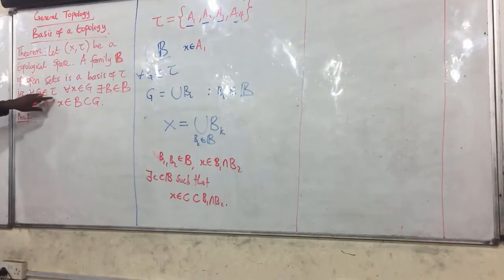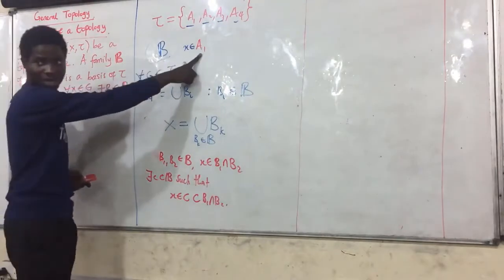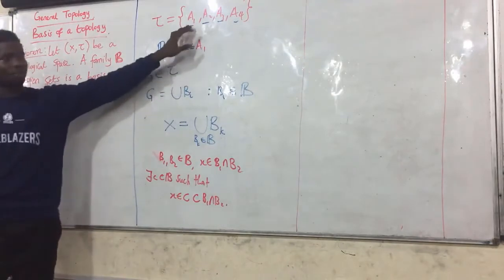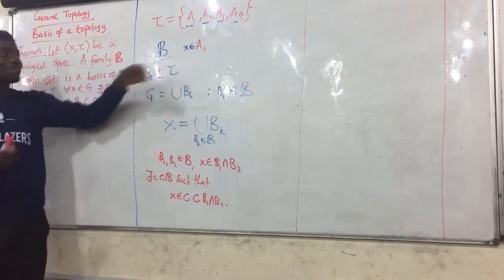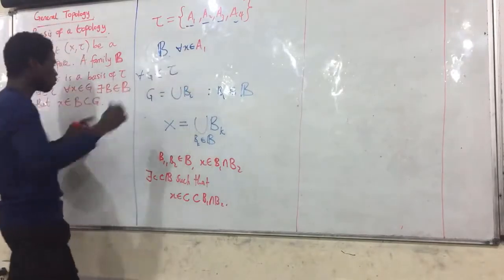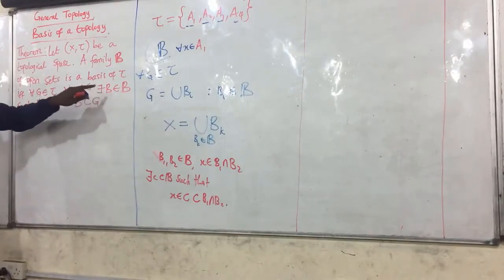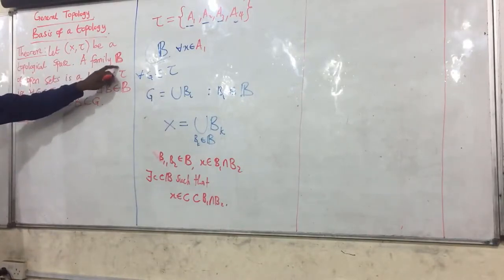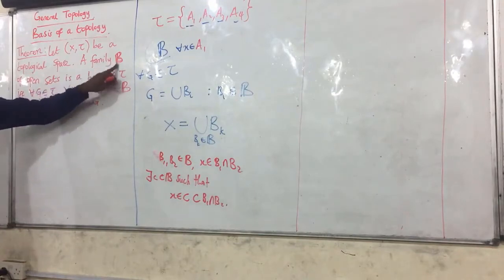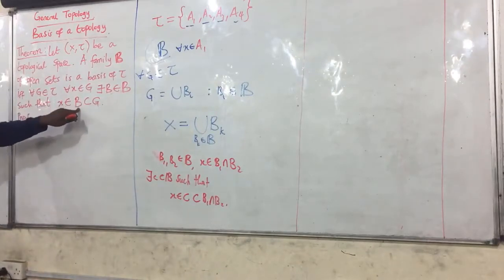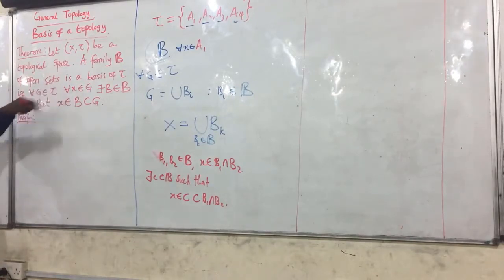For every element in the topology, let's say you choose one element, A1, and every element in this A1, there exists an element in this basis, such that it will be inside the basis element, and it's also a subset of the element you are taking in the topology.